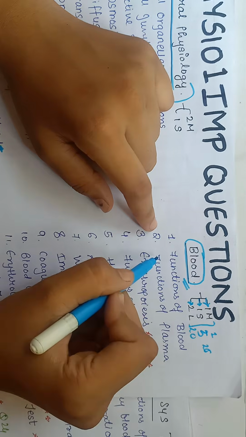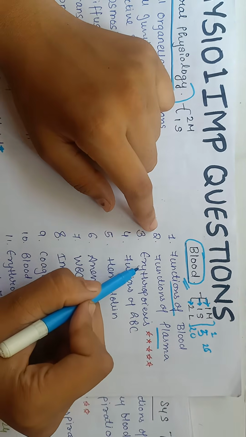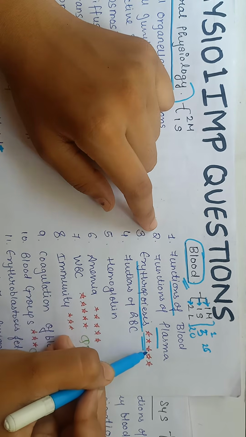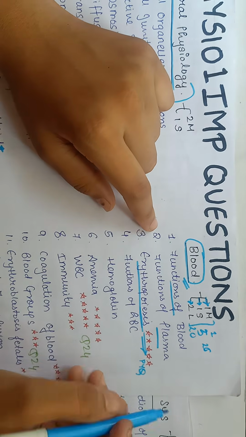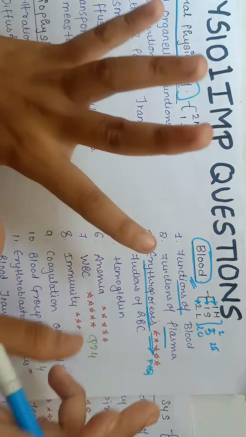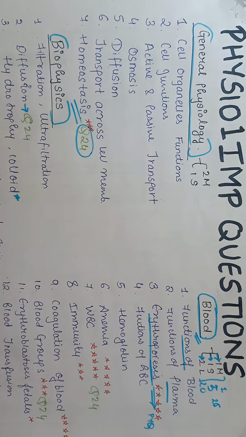So in blood we have to study functions of blood, functions of plasma, erythropoiesis. Erythropoiesis is very important. This is a PYQ and it has come several times in examinations also, college examinations. This question is very much important. It is a 5-star question. So wherever I have starred, those are the most important questions.